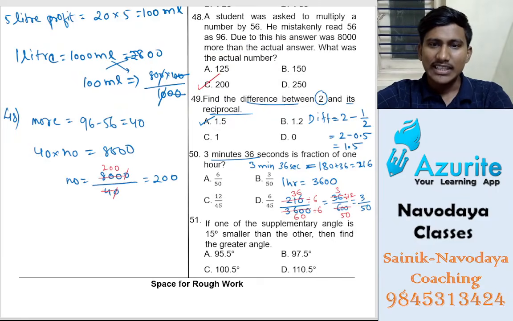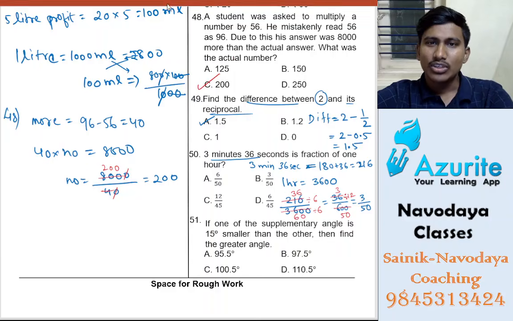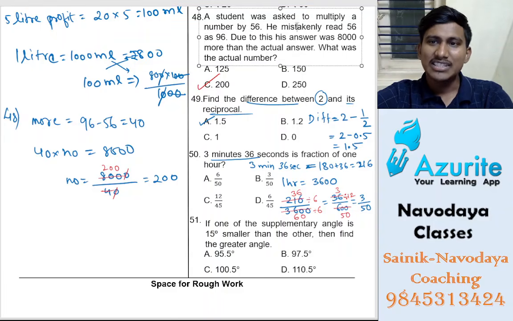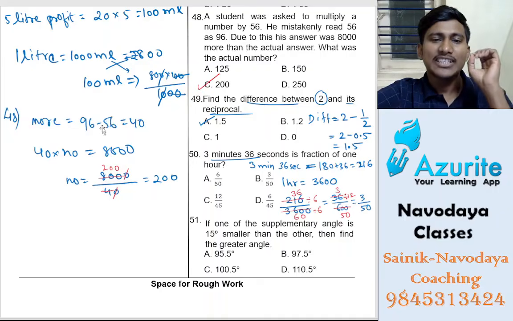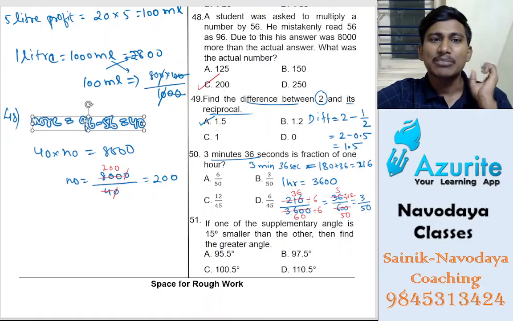So students, see here, question 48. What is the question here? A student was asked to multiply a number by 56. He mistakenly read 56 as 96, due to which his answer was 8000 more than the actual answer. What is the actual number? So here it is more. Instead of multiplying with 56, he multiplied with 96.